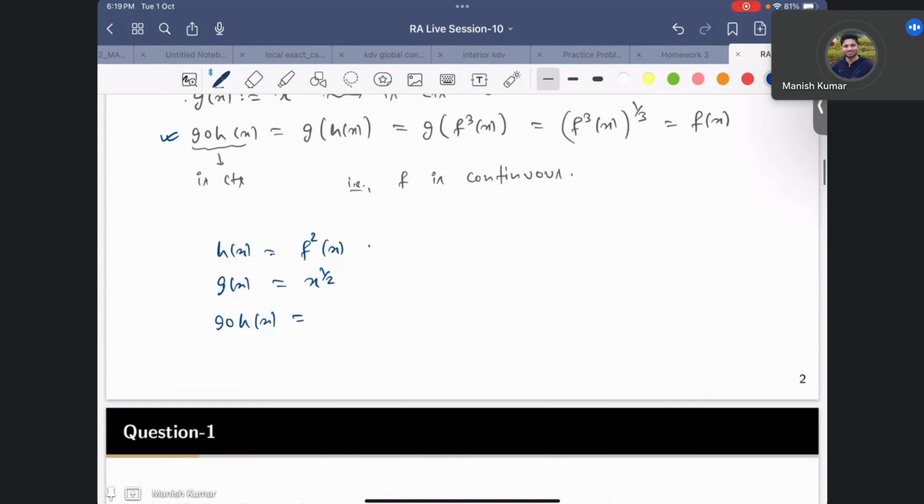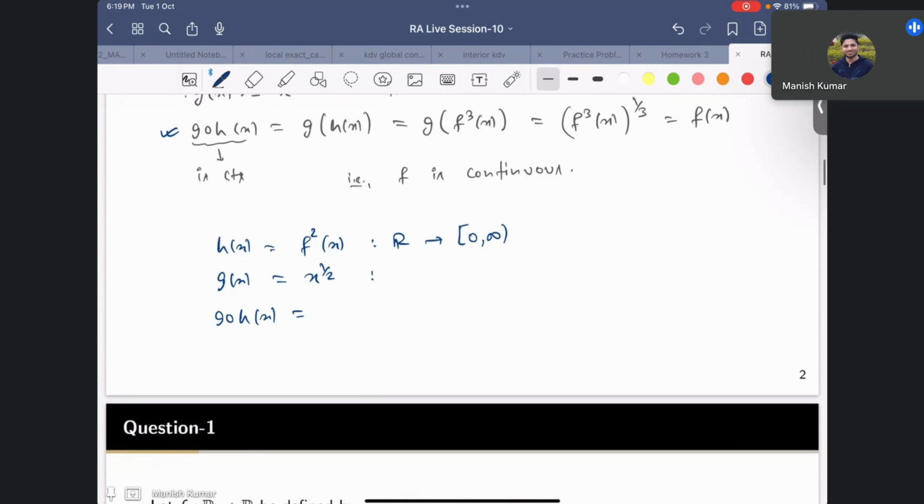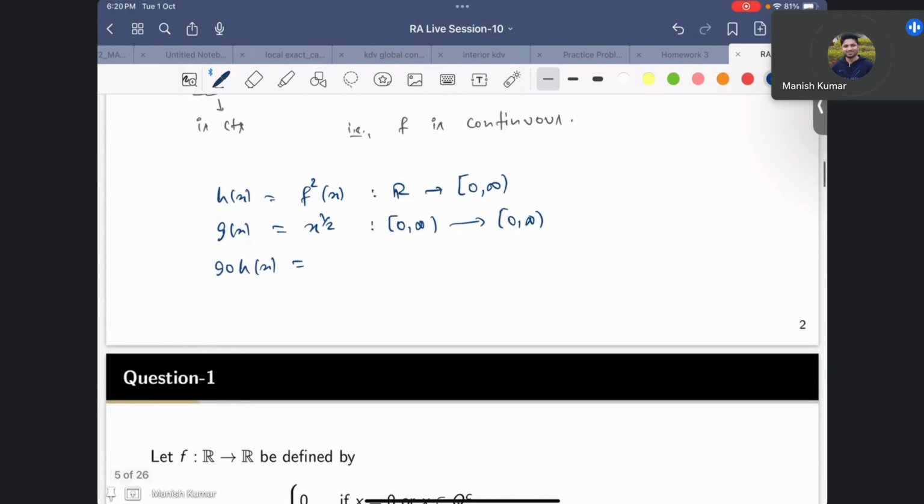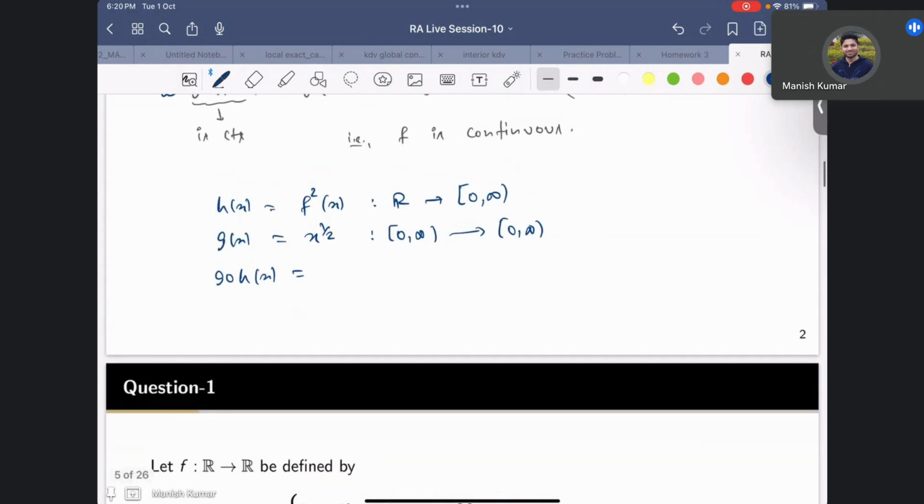let's say the domain of h would be R, and the codomain would be 0 to infinity, right? Here g is from 0 to infinity to, let's say, 0 to infinity. Now if I define this function, I'll get f of x, in the same way, and here the domain would be from R to 0 to infinity.